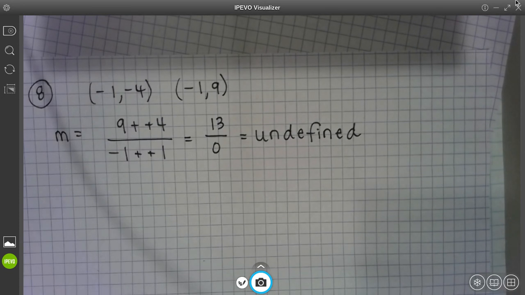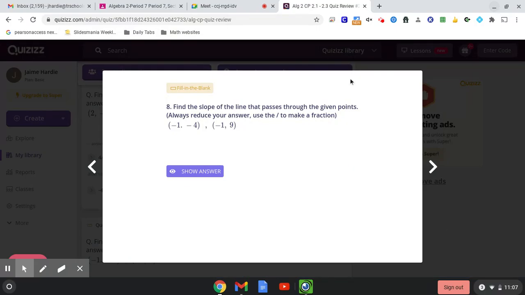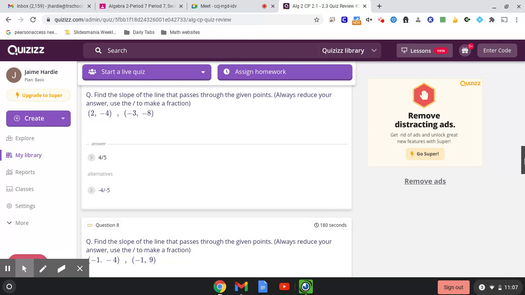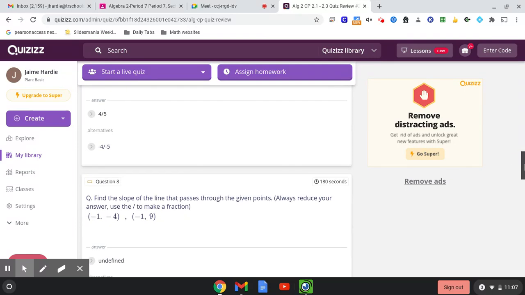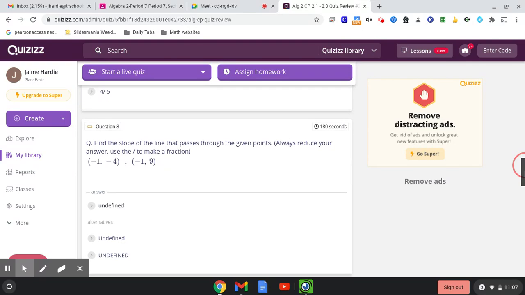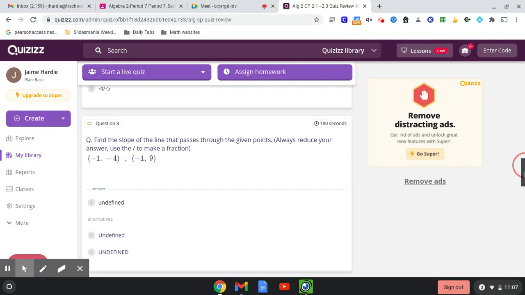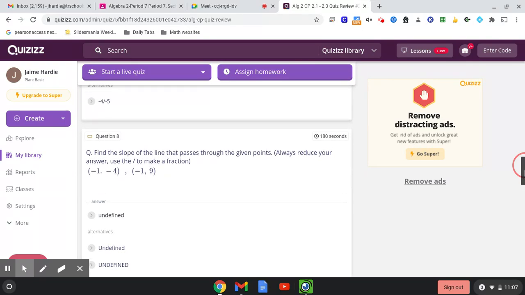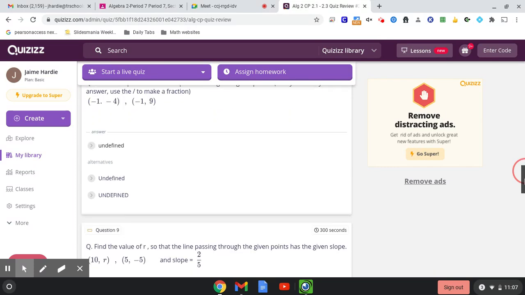So to show you what it looks like in quizzes, you literally just type in undefined. Okay. I even put the first letter capitalized. I put it all capitalized. I don't know what people are going to write. All right. But the word is undefined.